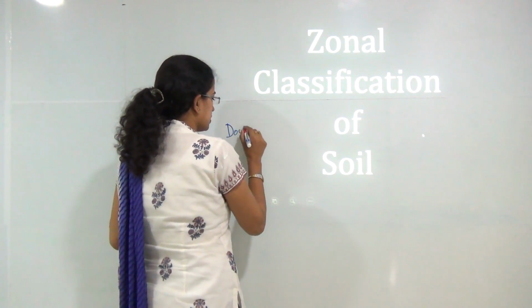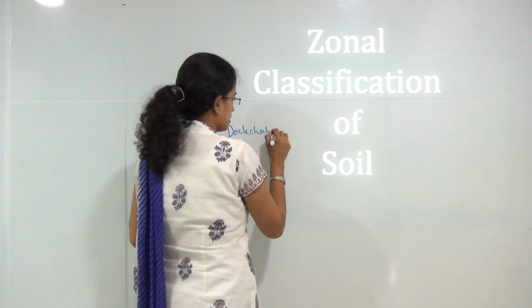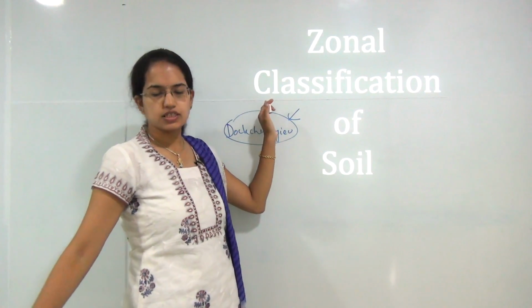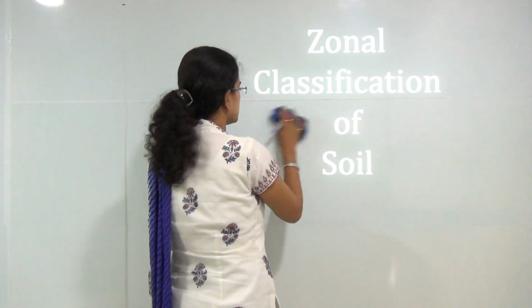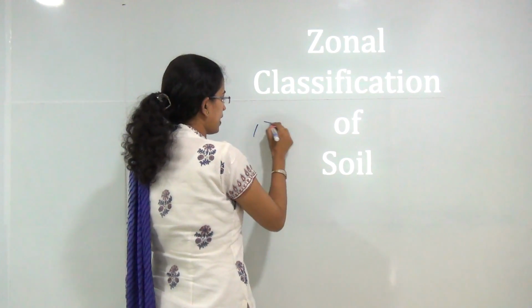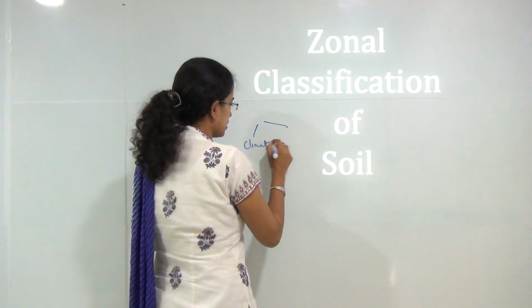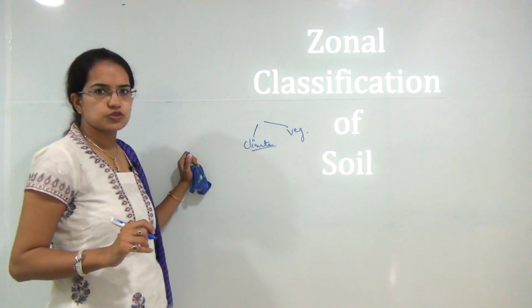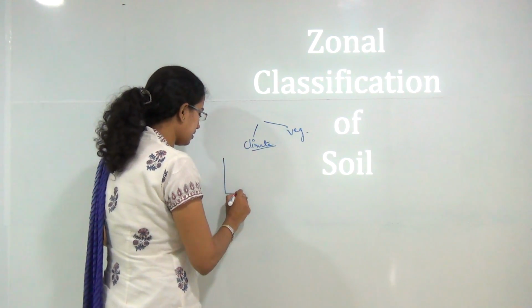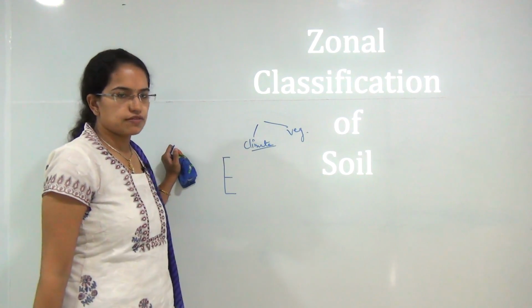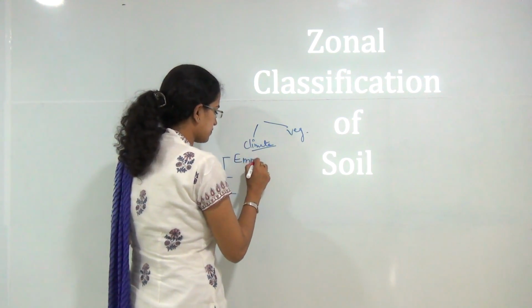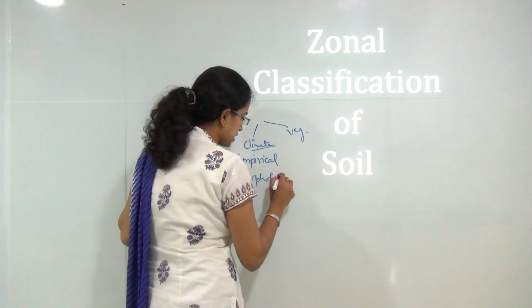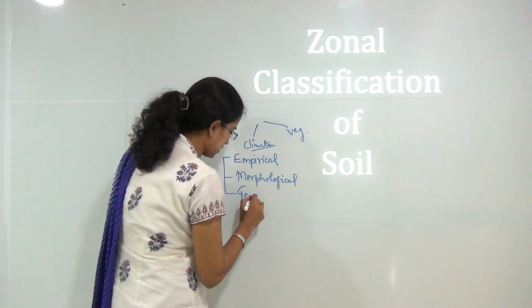Now, Dokuchev was the first person to explain the soil classification, and he said that soil is determined by two factors, that's climate and vegetation. So these two factors affect the classification of soil. Based on that, he gave three ways of classifying soil: the empirical classification, morphological classification, and genetic classification.